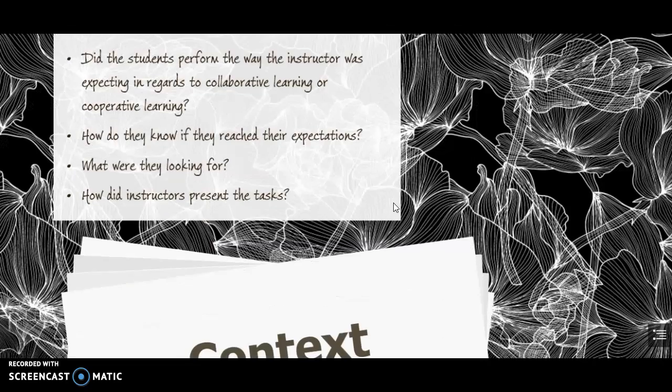Some of the questions that pop up that I'm curious about from the teacher's perspective are: did the students perform the way the instructor was expecting? How did the teachers know the students met their expectations? What specifically were instructors looking for, like behaviors or content? And how did instructors present, share the instructions? Because with discovery learning, it's not very specific on the instructor's role, like how they perform.